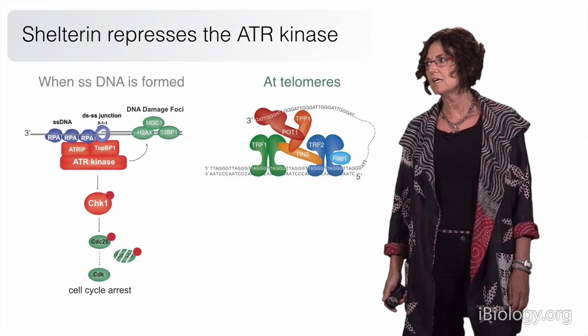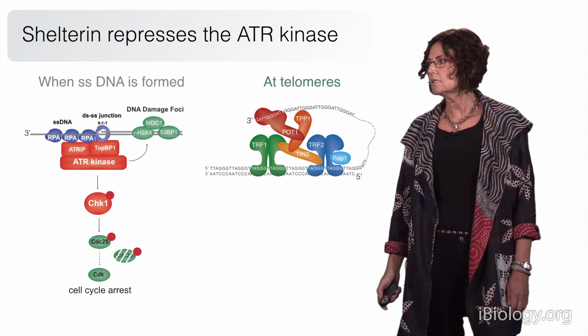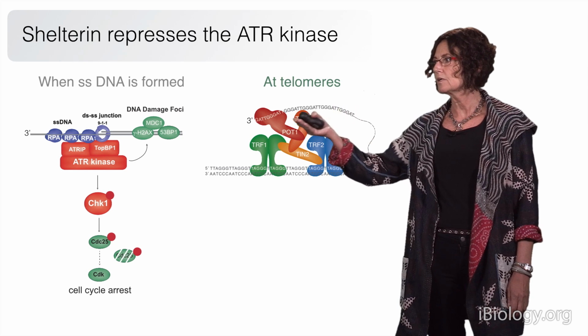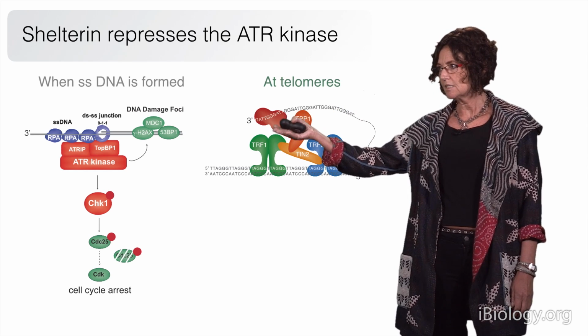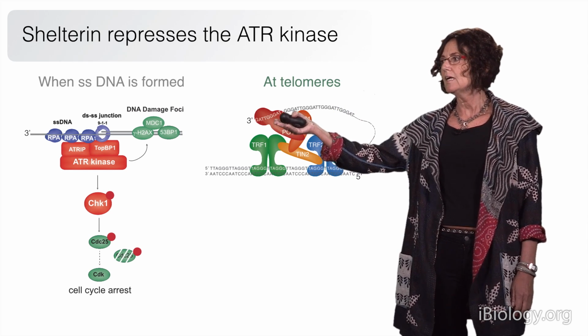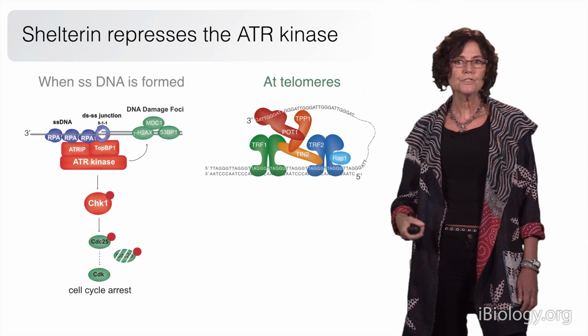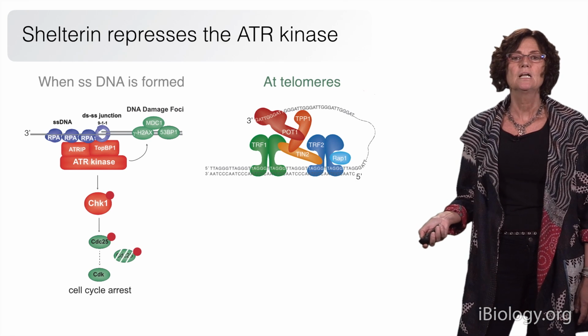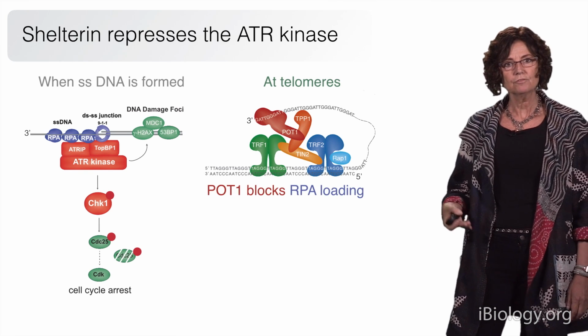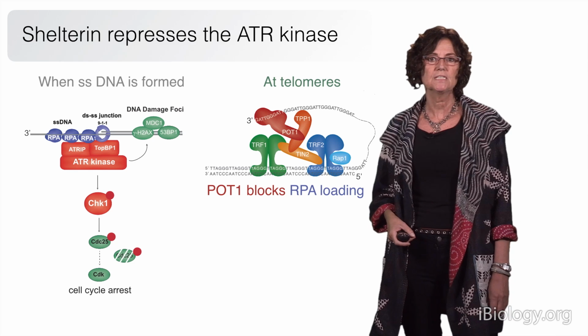Now, Shelterin has this wonderful trick in that it contains POT1. POT1 is a single-stranded binding protein, and by being at the telomere and covering the whole single-stranded part of the telomere, it prevents the loading of RPA onto the telomeric DNA.